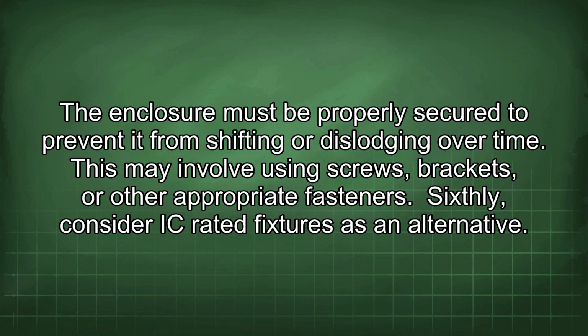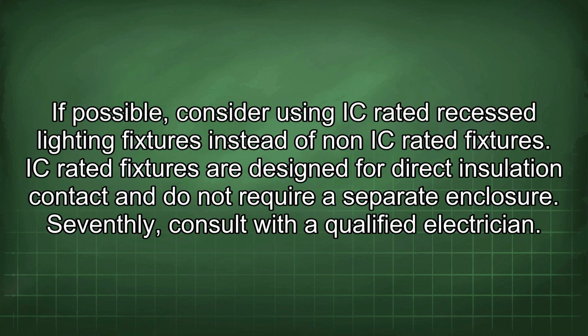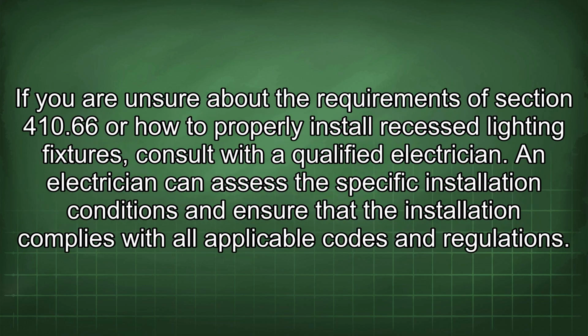Sixthly, consider IC-rated fixtures as an alternative. If possible, consider using IC-rated recessed lighting fixtures instead of non-IC-rated fixtures. IC-rated fixtures are designed for direct insulation contact and do not require a separate enclosure. Seventhly, consult with a qualified electrician. If you are unsure about the requirements of Section 410.66 or how to properly install recessed lighting fixtures, consult with a qualified electrician. An electrician can assess the specific installation conditions and ensure that the installation complies with all applicable codes and regulations.